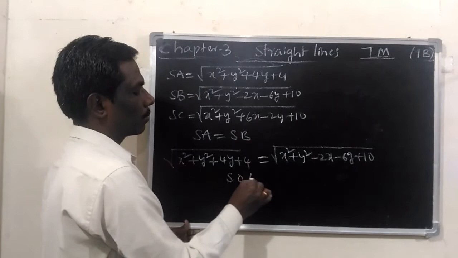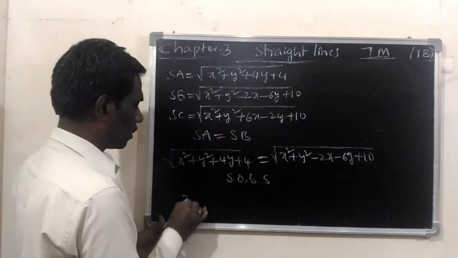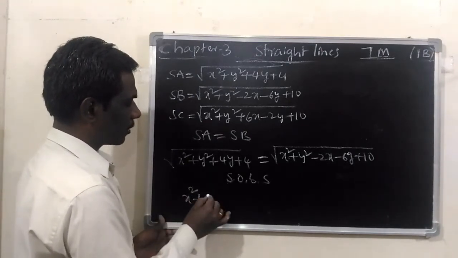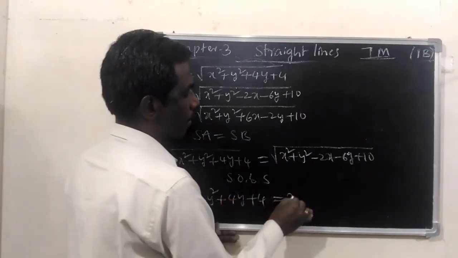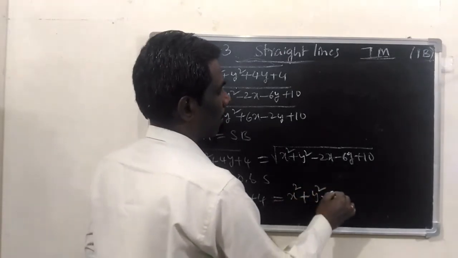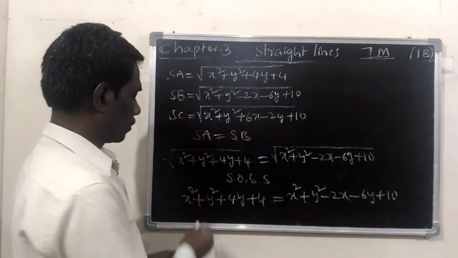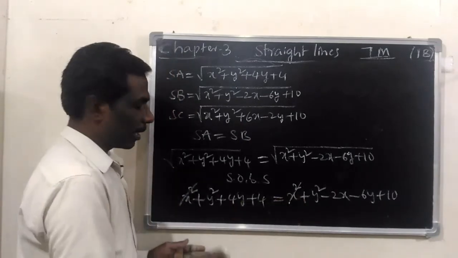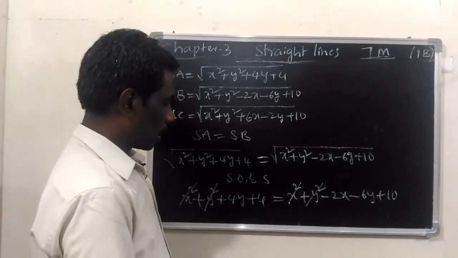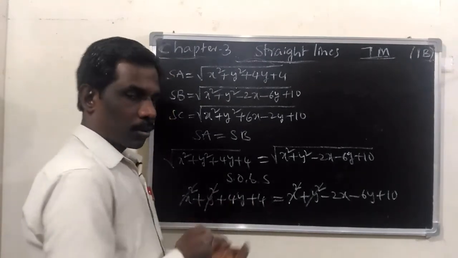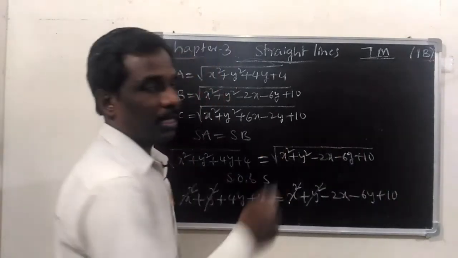Squaring on both sides, then the roots will be cancelled. What will be left? x square plus y square plus 4y plus 4 is equal to x square plus y square minus 2x minus 6y plus 10. Then we can cancel x square on both sides, and y square also we can cancel. And what is left? 4y plus 4 on the left side is equal to minus 2x minus 6y plus 10 on the right side.